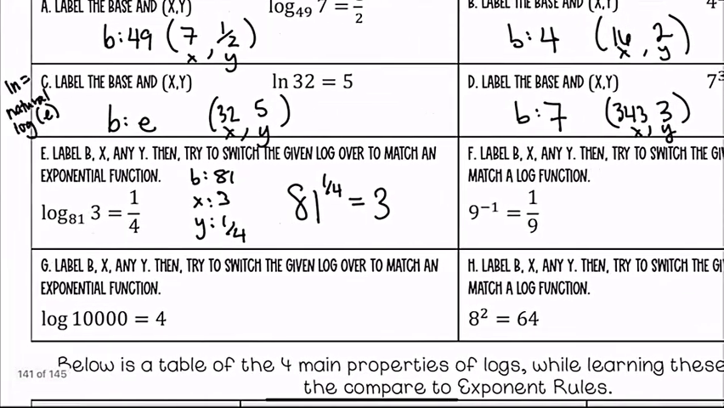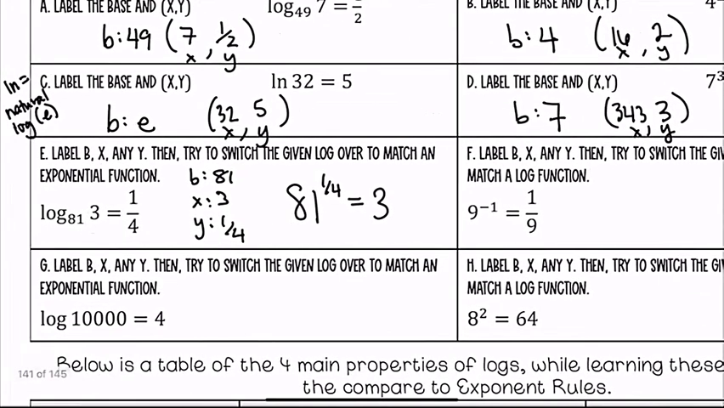And again, if you have it, you can always double check in the calculator. You could type in 81 to the power of 1/4 and it will tell you 3. You can always check stuff that doesn't have any variables in it, and it should give you a number.